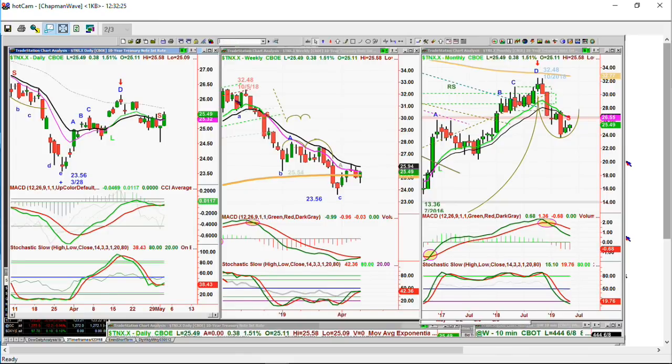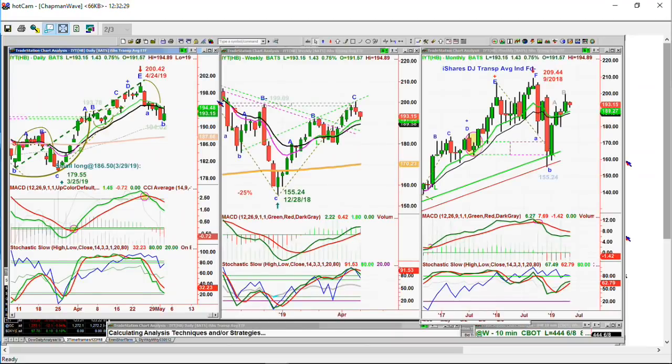I want you to go to the IYT, the iShares Dow Jones Transportation Average Index Fund, trading up $1.43. It actually hit 194.89 this morning. I like this. We are long. We're taking a little bit off, but we are long from the 186s area, and I think we're going to be taken out at some point. I don't see how the transports can hold up all that well when the market is under duress.